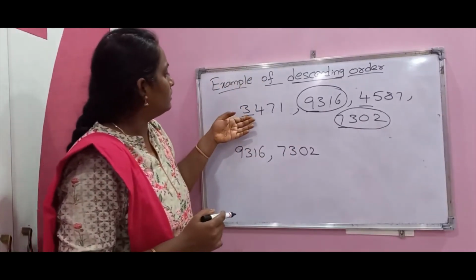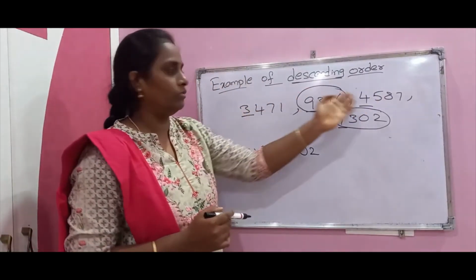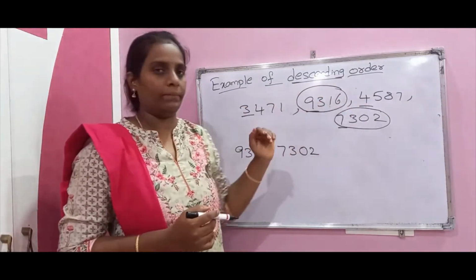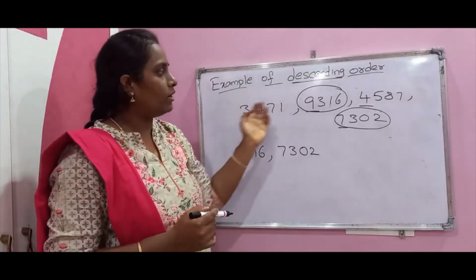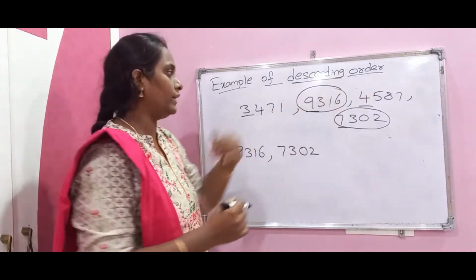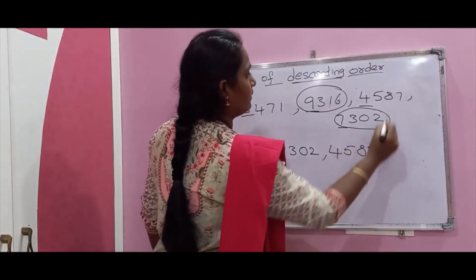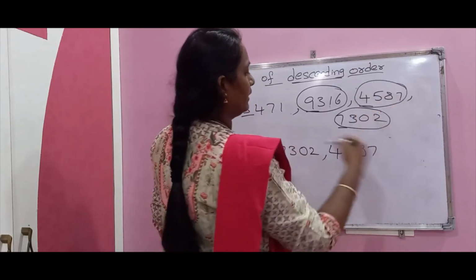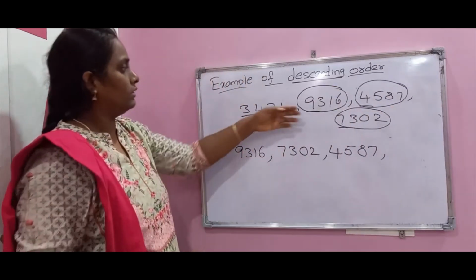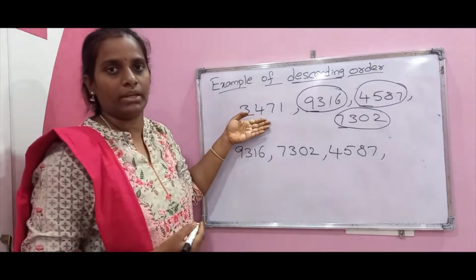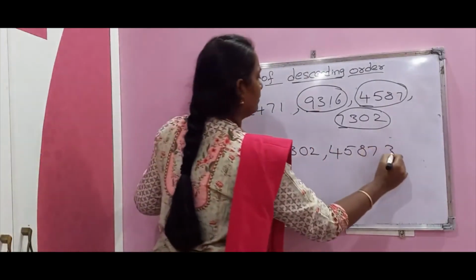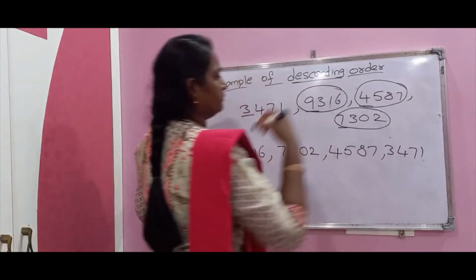Now, compare these two numbers. 3, 4. Because these two are remaining. 3 and 4. Which is the largest number? 4. So, write that one. 4587. So, this one is also completed. So, 3 are completed. Only 1 is remaining. Write directly. 3471.